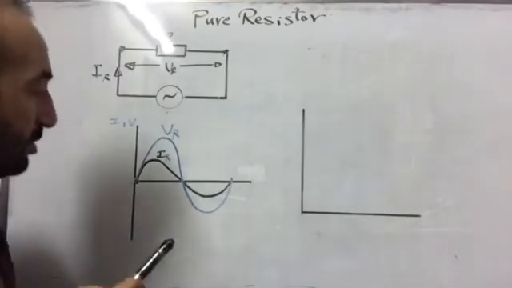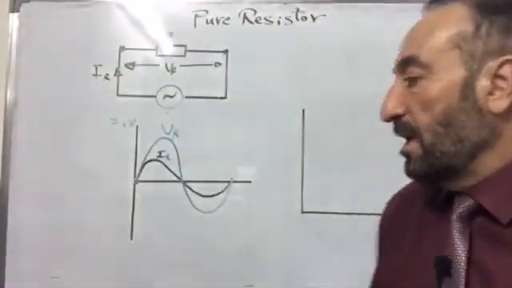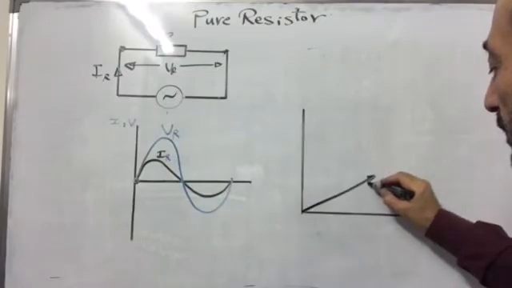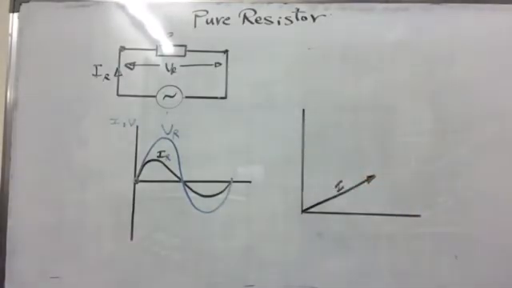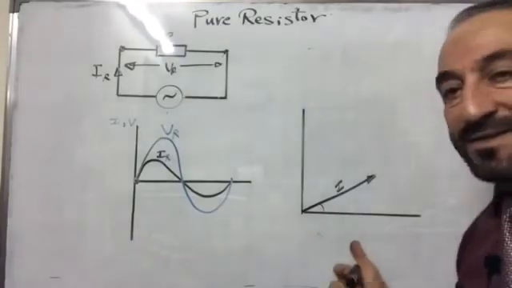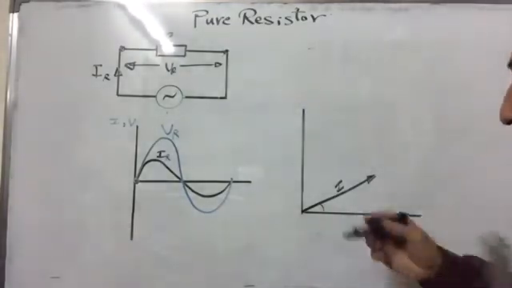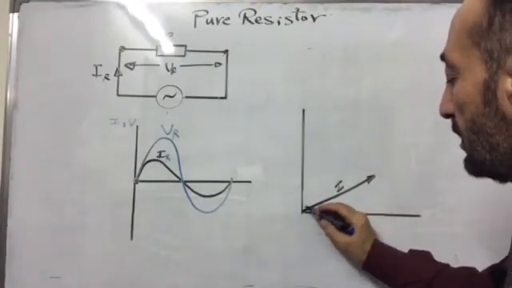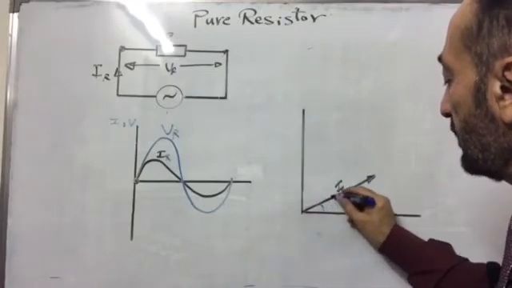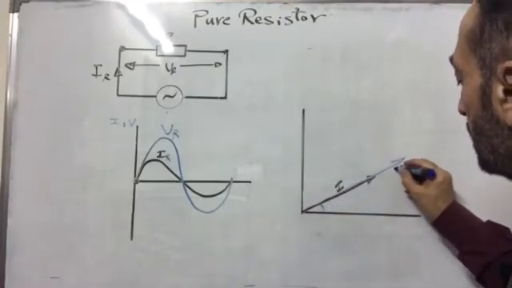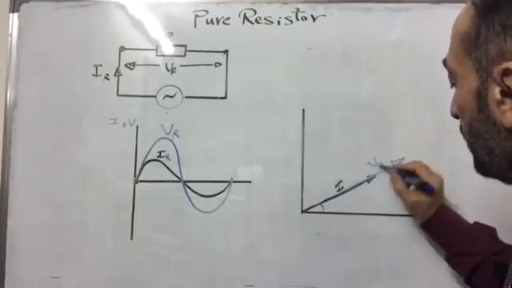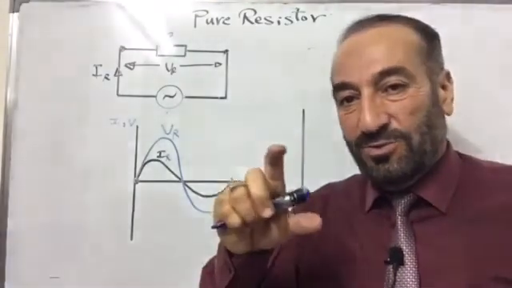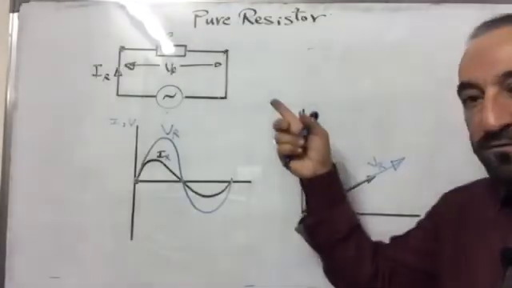Now, to draw the phasor for I and V, if I is represented by this arrow, this is the current, it makes an angle with the x-axis. We draw V as a row like this, V sub R, and this is I sub R. The angle between I and V is equal to 0. This is the phasor of a pure R.